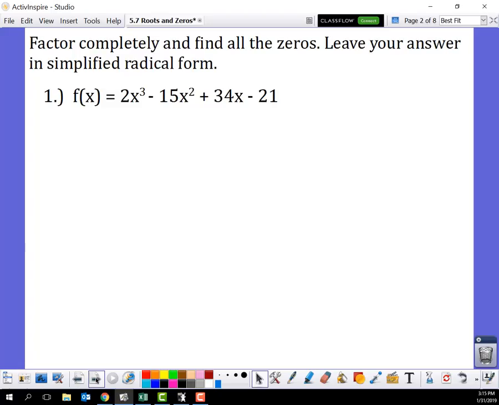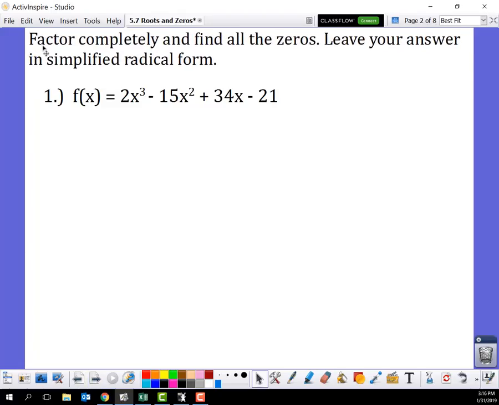If you read the directions, we're asked to, number one, factor completely. That's number one. And the second thing we're asked to do is to find all the zeros. So two things that we're asked to do on this one problem.